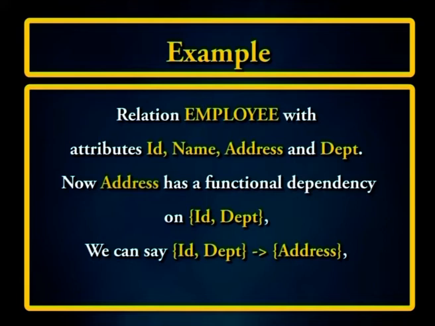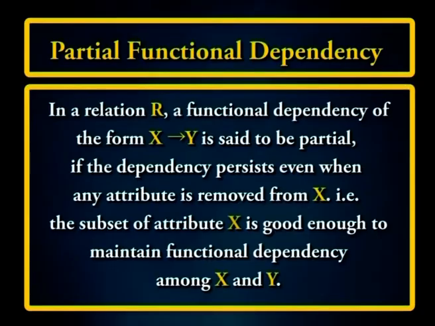But this address attribute is functionally dependent, but not fully functionally dependent on this set, because the address attribute is also functionally dependent on ID. That is, ID functionally determines address. Thus, it is also dependent on a subset of the ID, department set, which is not allowed in fully functional dependency. So, the next type of functional dependency is partial functional dependency.